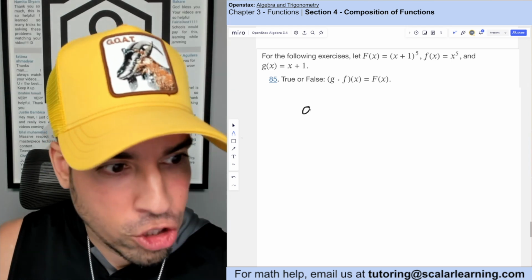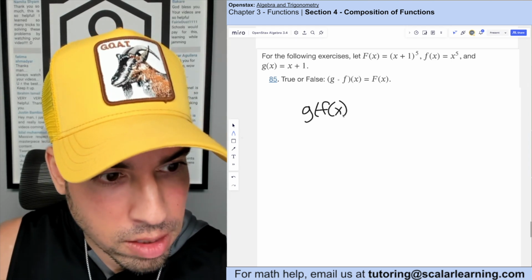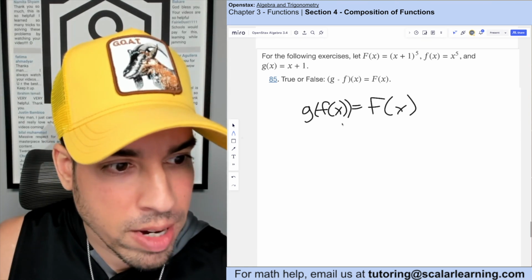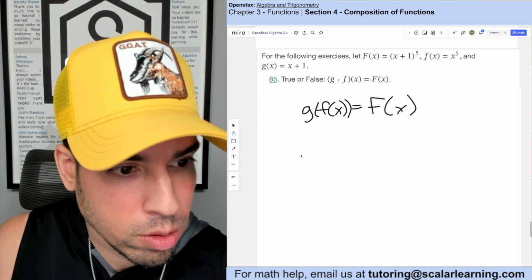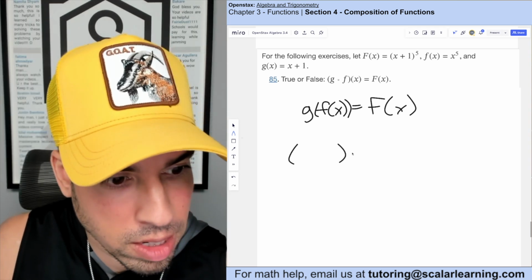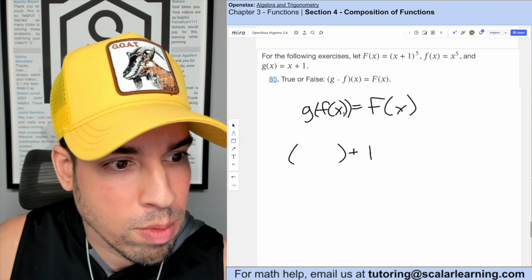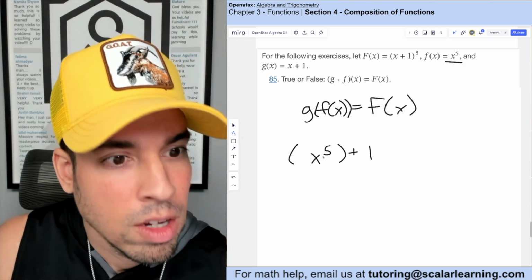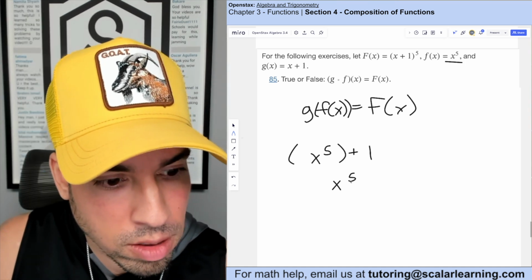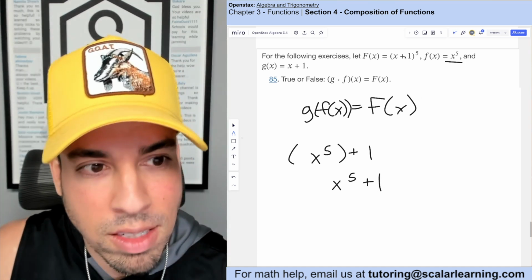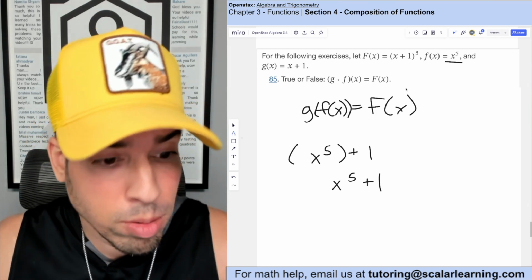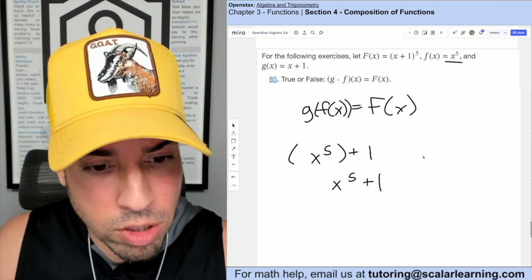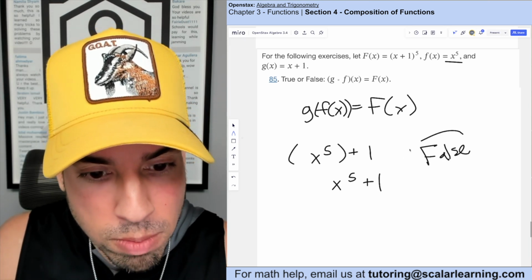True or false? g of f of x equals big F of x. So let's check it out. g of f of x. So we've got the function g, which is x plus 1. So I'll say something plus 1, because we're replacing the x with f of x, which is x to the fifth. So this simplifies to x to the fifth plus 1. Is this the same as x plus 1 to the fifth? Absolutely not, because this would FOIL out a bunch of times and would be something completely different. So this is false. Boom, done.